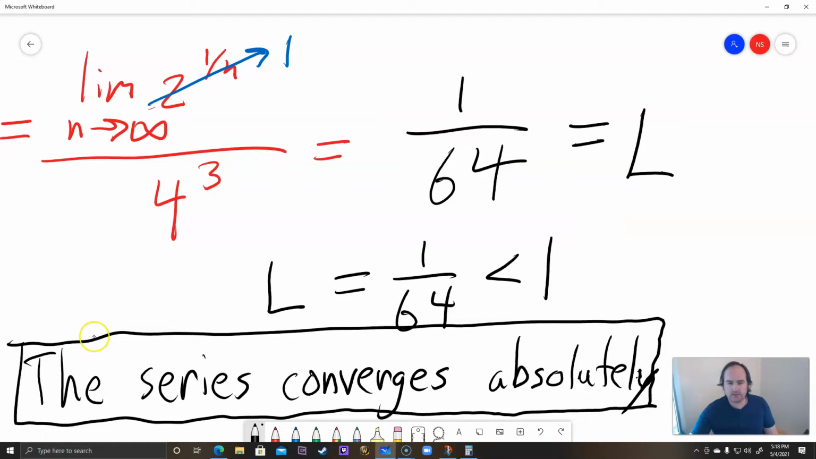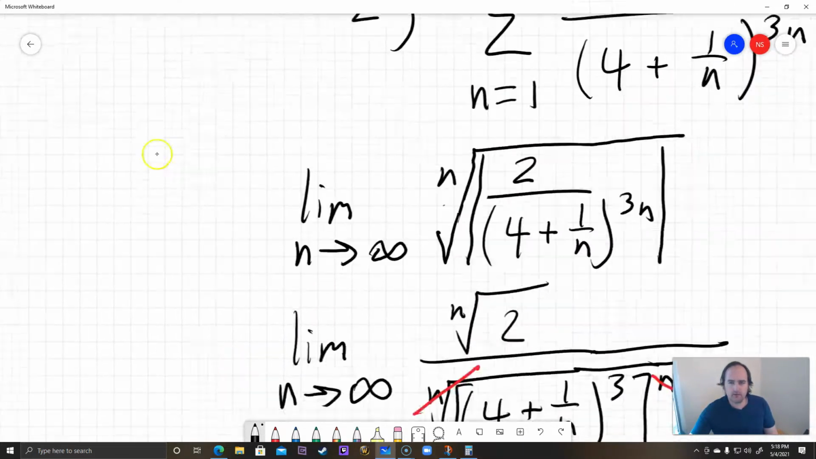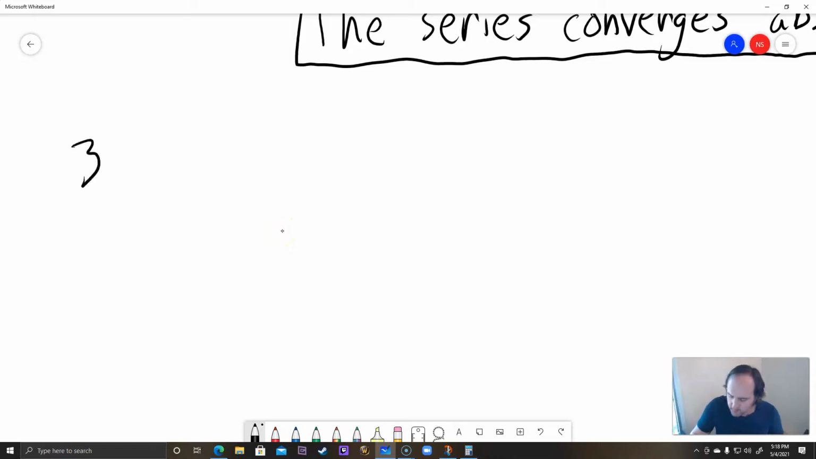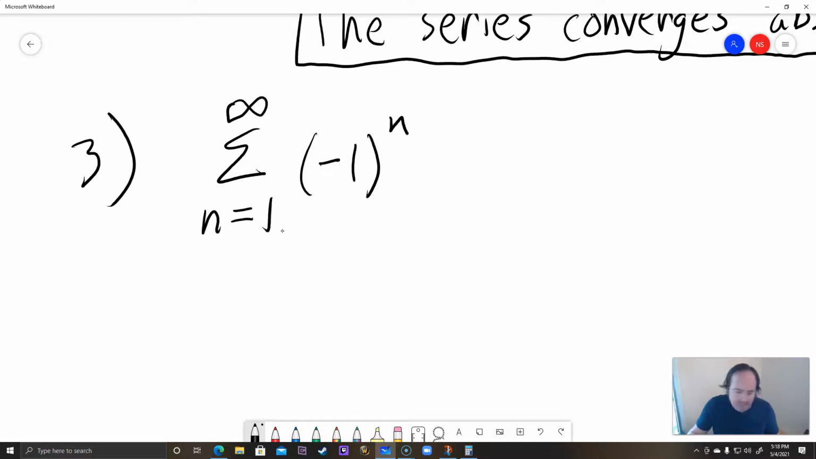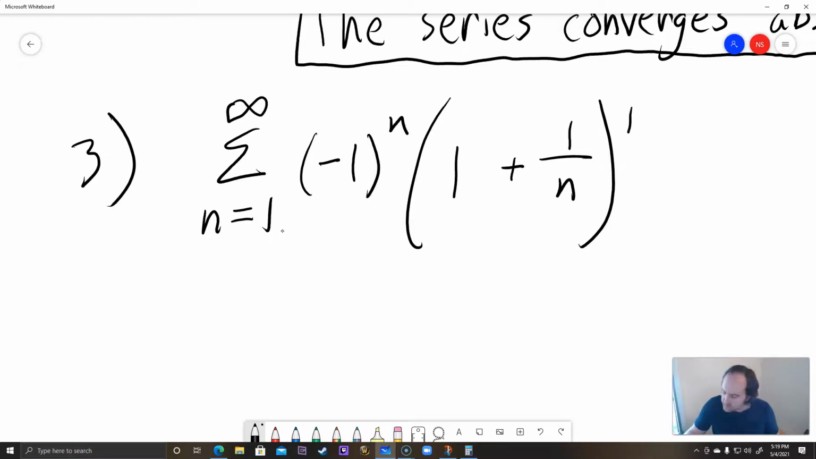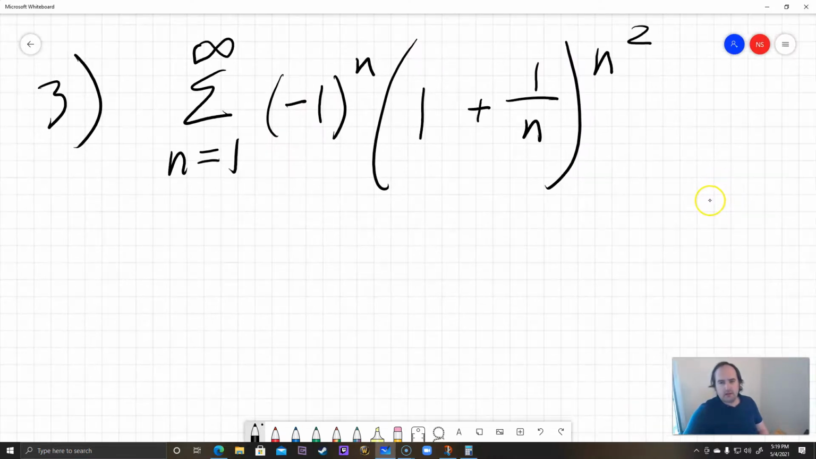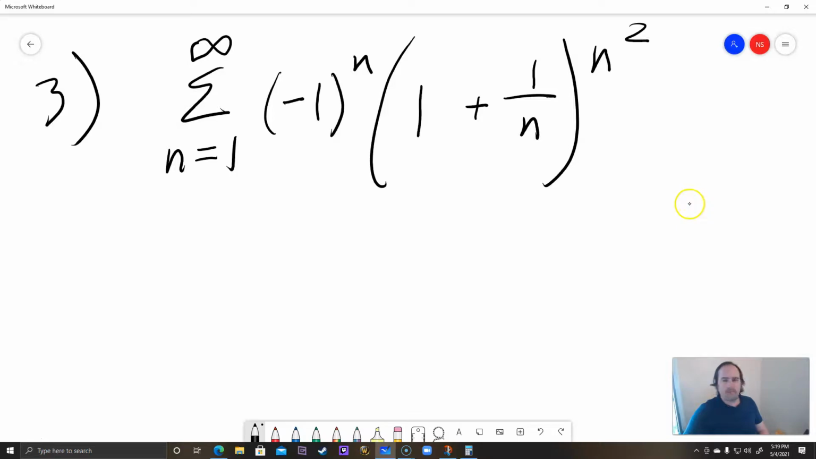Now for the third example, I wanted to do a harder problem that involves the root test. So for example number 3, we have the sum from n equals 1 to infinity of (negative 1)^n times (1 plus 1 over n) raised to the n squared power. So this one is going to be trickier, but we can still do it.